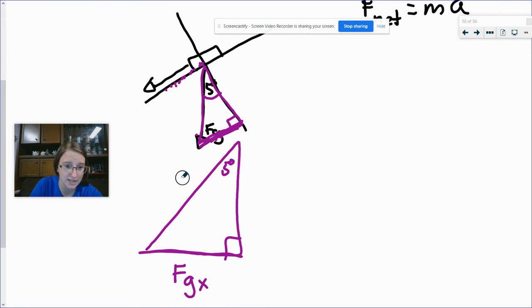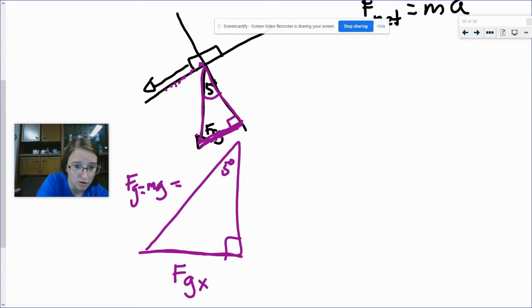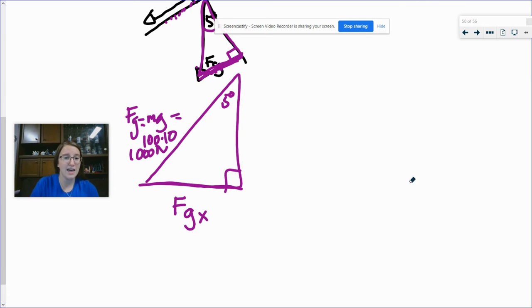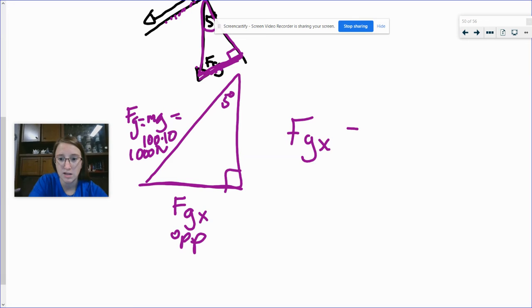So the force of gravity is mass times gravity, 100 times 10. This is going to be 1,000 newtons on my hypotenuse. And then once we know that, all we got to do is trig. This is my opposite. So I'm going to use sine to find it. So my net force is just the x component of gravity. And that's going to be, again, 1,000 newtons times, since this is my opposite, I'm going to be using sine of 5 degrees.